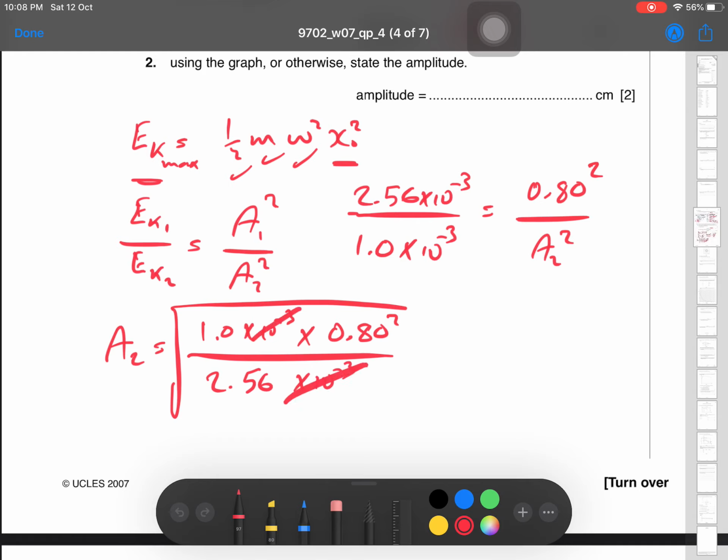We are going to cancel out the powers of ten and we can do it on the calculator. You will find that it's equal to 0.50 centimeter. So the amplitude would be 0.50 centimeter. And we finished this problem. See me in another problem.